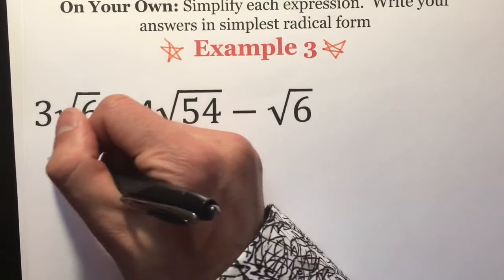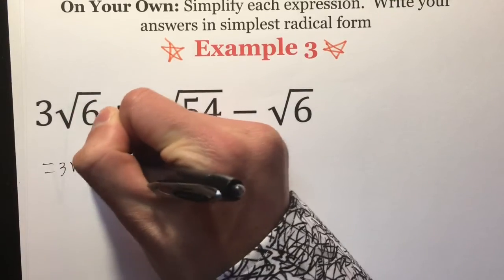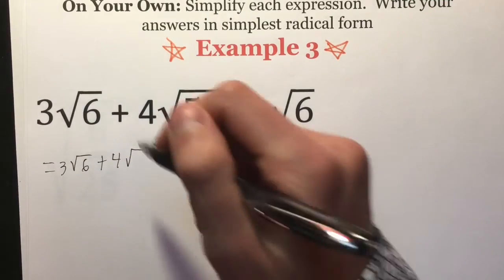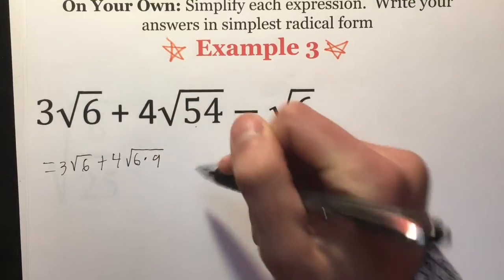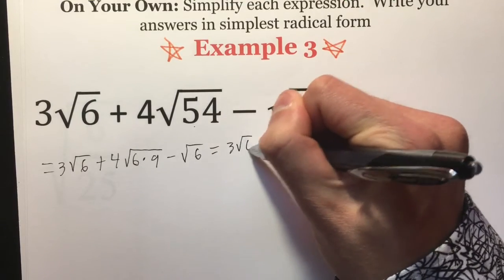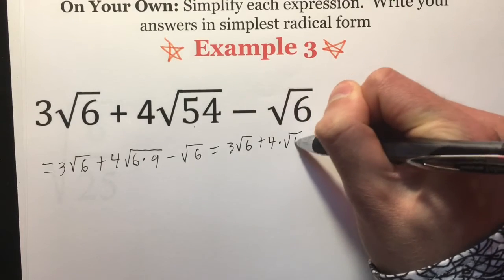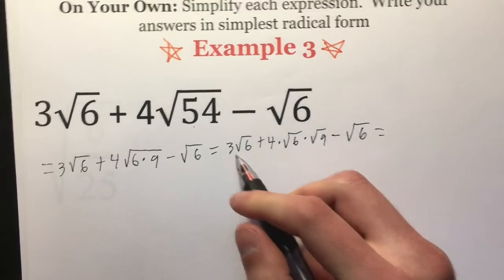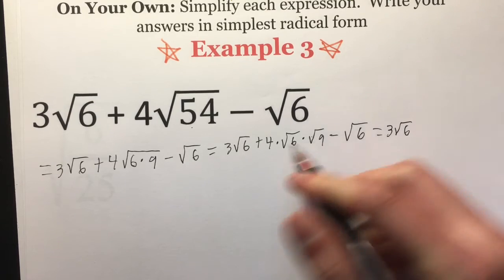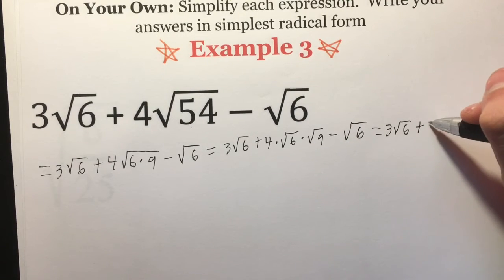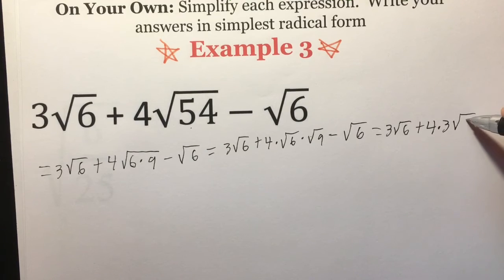So if we were to simplify this, we can make this 3 square root of 6 plus 4 times the square root of, well, 54, that's just going to be 6 times 9, minus the square root of 6. So that's just going to give us 3 root 6 plus 4 times the square root of 6 times the square root of 9 minus the square root of 6. Well, square root of 9 is just going to be 3. So plus 4 times 3 times the square root of 6 minus the square root of 6.